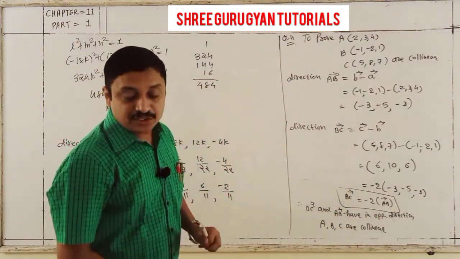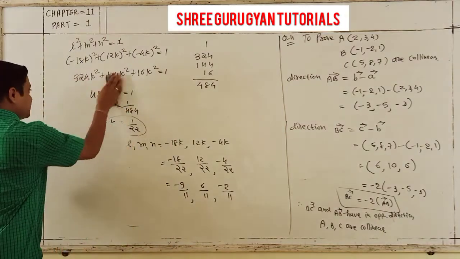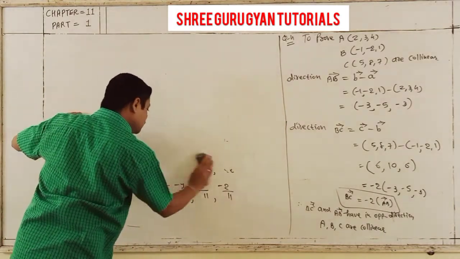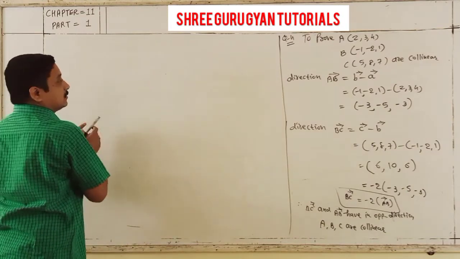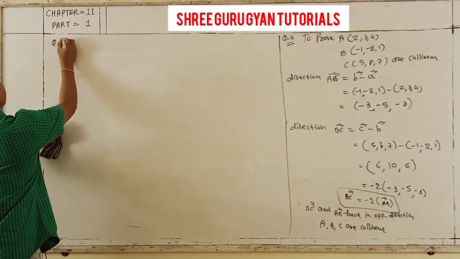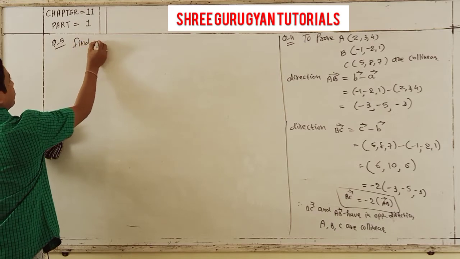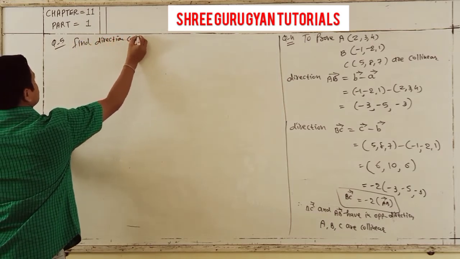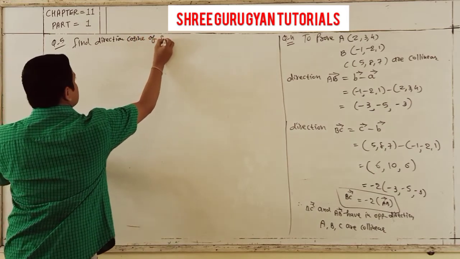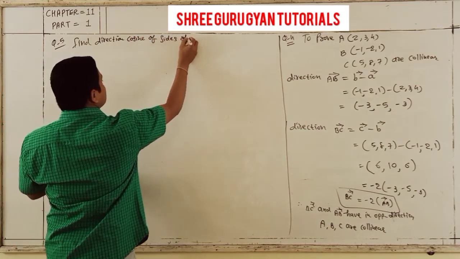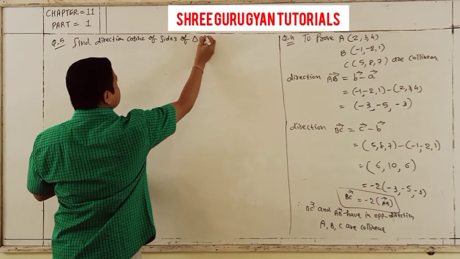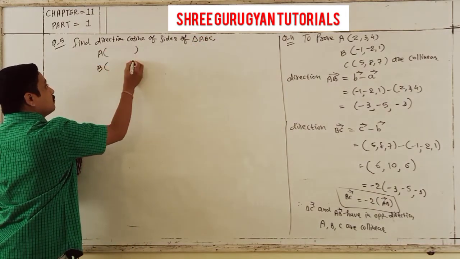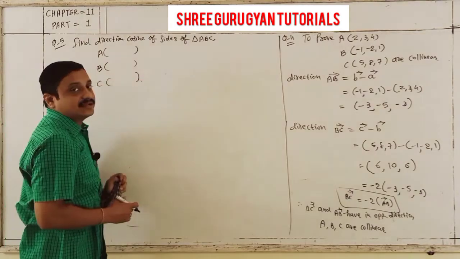Now students, continue in the fifth way. Fifth is the important and big numericals. Find the direction cosines. Question 5: find direction cosine of the sides of given triangle ABC having vertex A given, B given and C given.